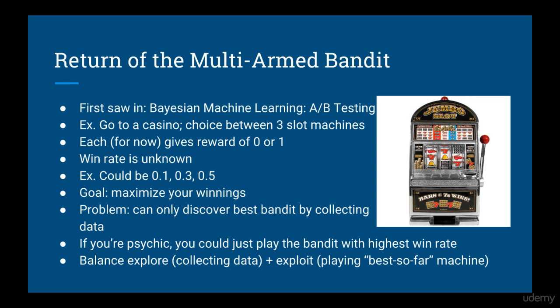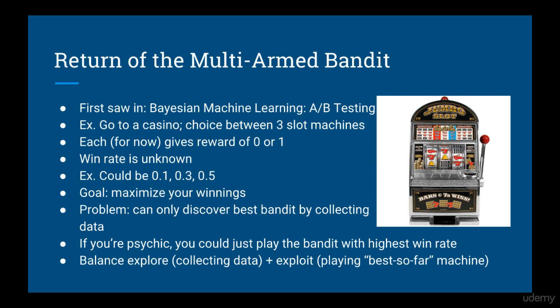Each slot machine can give you a reward of 0 or 1, so it's like a coin toss for now. This is called the multi-armed bandit problem, because when you pull a slot machine, you have to pull on the arm of the machine, and they are bandits because they are taking your money. The win rate of the slot machines is unknown, so for example, they might be 0.1, 0.3, and 0.5, but you wouldn't know that. You would only be able to discover it by collecting data.